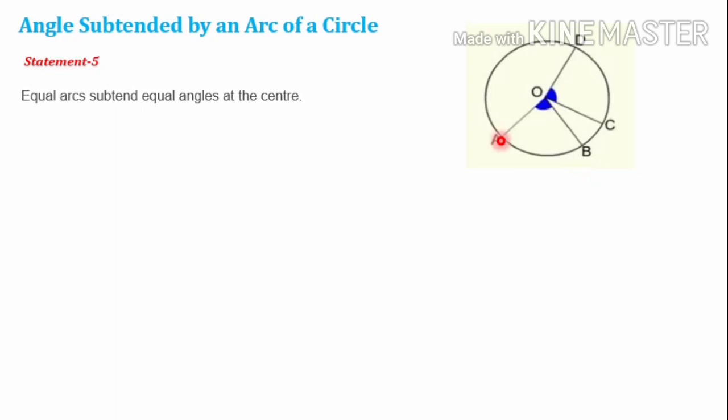Then these AB and CD subtend equal angles at the center, meaning arc AB subtends angle AOB at the center and arc CD subtends angle COD at the center. So these two blue portions which are marked here, the angles, they are equal. So angle AOB is equal to angle COD. That is the result. Once again, equal arcs subtend equal angles at the center.